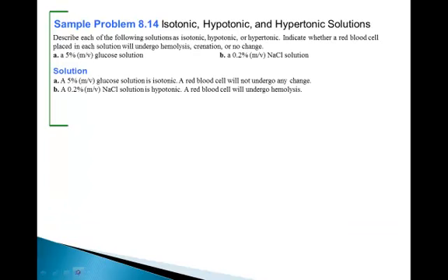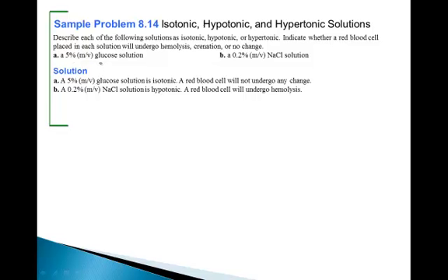Now the last one is on solutions which are isotonic, hypotonic, or hypertonic. And I have to decide what's going to happen to a red blood cell if I place it in each one of the solutions. So in the first one, I have a 5% glucose solution. So that means that's the same as the blood cells. So since it's the same, it's isotonic, and that means nothing's going to happen.